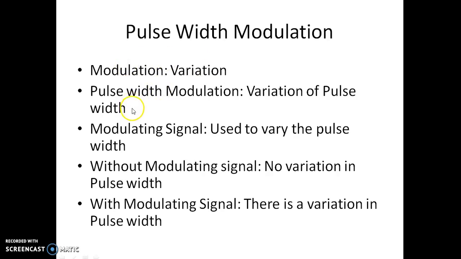Now, in order to understand this variation of the pulse, we need to understand a few terminologies. There is a modulating signal. This is the one which is used to vary the pulse width. Without a modulating signal, there will be no variation in the pulse width; the pulse width remains constant. With a modulating signal, there is a variation in the pulse width. So pulse width modulation is nothing but varying the width of the pulse with respect to the modulating signal. Here the modulating signal is the one which varies the width of the pulse.